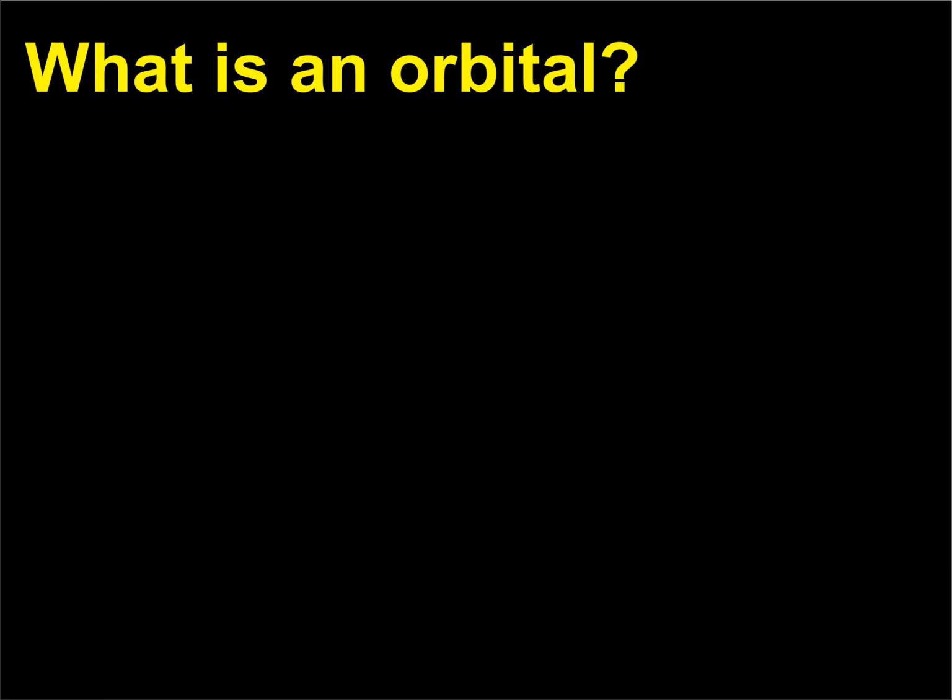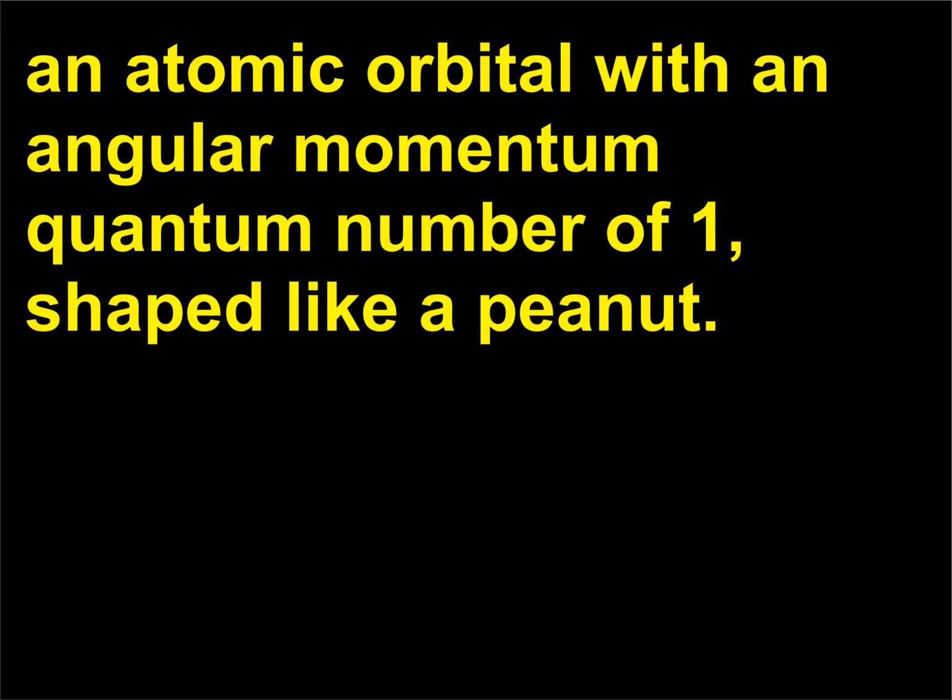What is an orbital? An atomic orbital with an angular momentum quantum number of 1, shaped like a peanut.